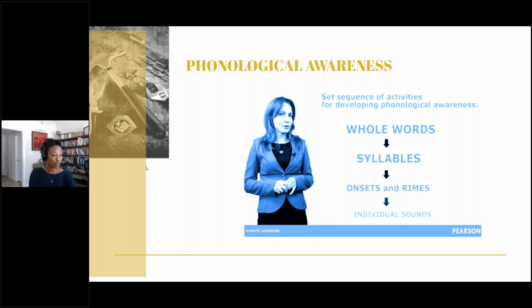So phonological awareness, if you do not know the definition of it, it is the knowledge that spoken words are made of tiny segments of sound. If someone is phonologically aware, they need to be able to identify and manipulate sounds. Sound manipulation includes to identify the sound, isolate the sound, segment the sound, blend them, delete, and substitute.